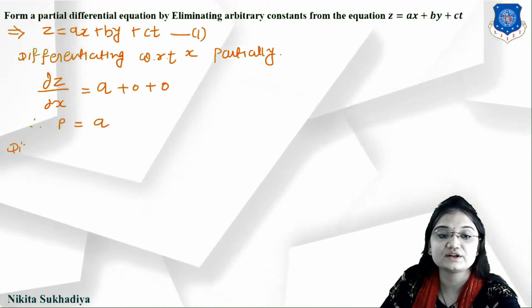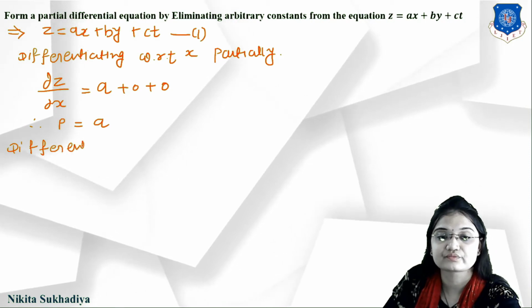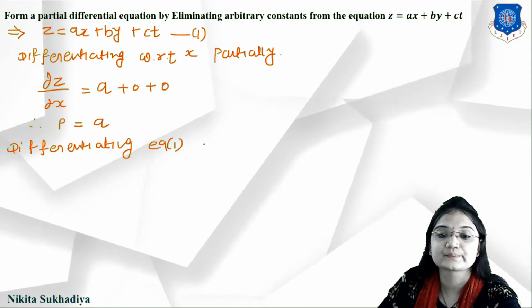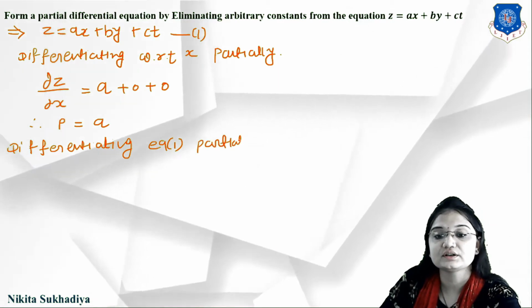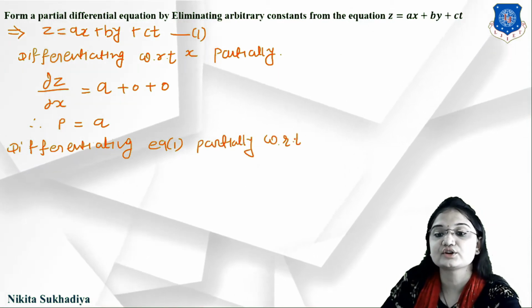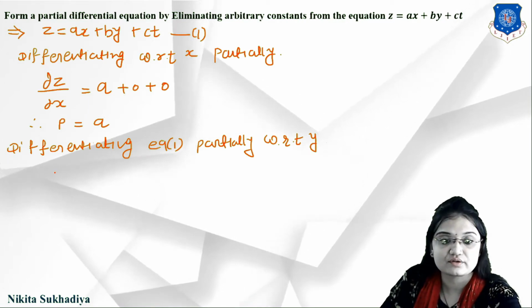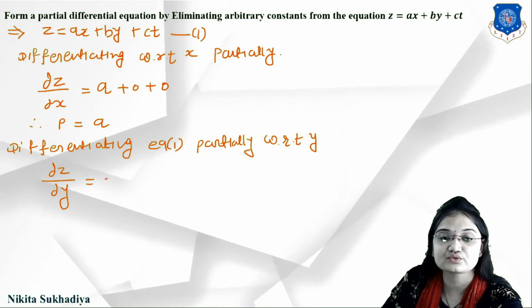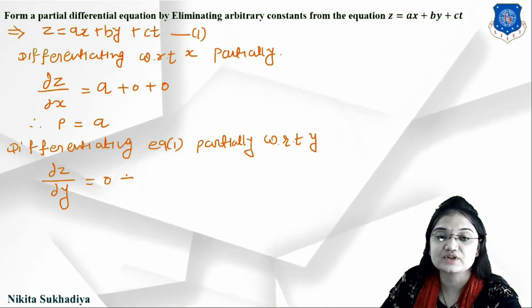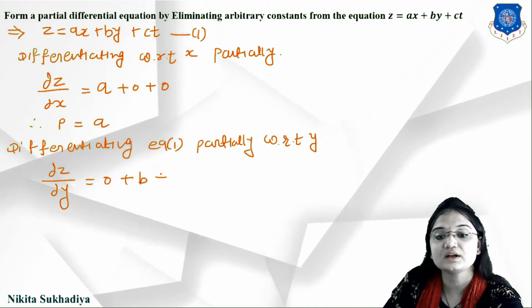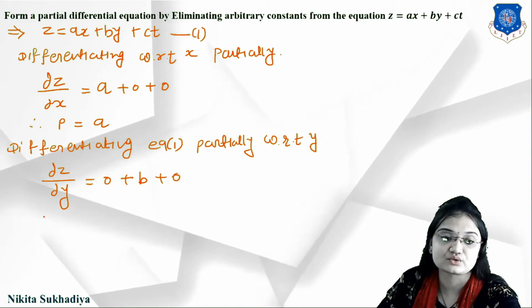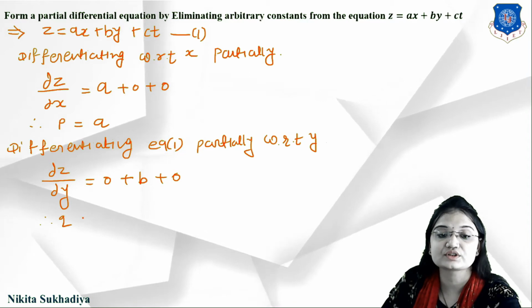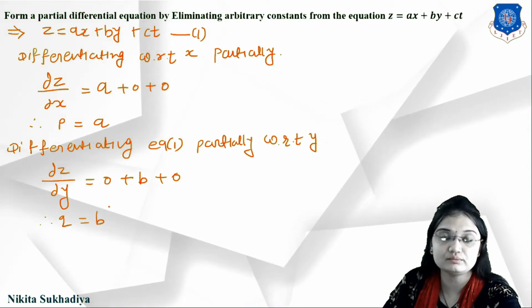Okay, now second, differentiating equation number 1 partially with respect to y. So our equation will become del z by del y with respect to y. So the first answer is 0, the second answer is only b, and the third answer is 0. So we can represent del z by del y by small q. So small q is equal to b.